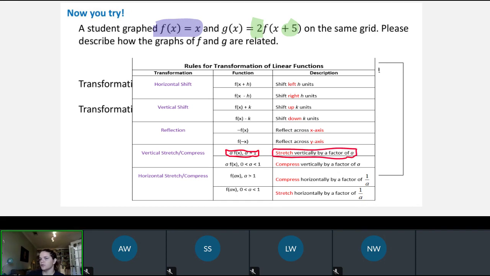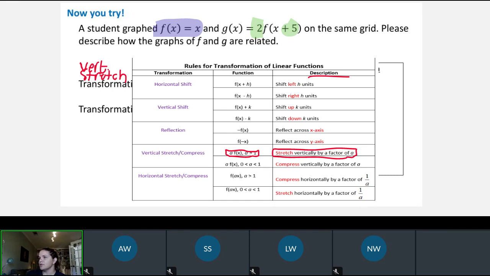So for the first transformation, it's a vertical stretch. That's it. So you don't have to worry about, yes, the slope is different, and the y-intercept will be different, but it's asking you what is the actual transformation. So what is happening? It wants a description.